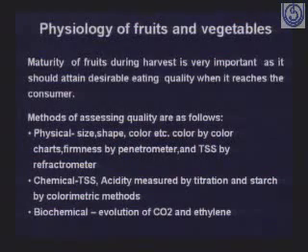What are the methods of assessing the quality? We have the physical methods where we see the size, shape and color. We can use a refractometer and a penetrometer for finding out the physical characteristics, and chemical characteristics such as the total soluble solids. Acidity is measured by titration and starch by colorimetric methods, and biochemical methods such as evolution of CO2 and ethylene determine the ripeness, how ripe the fruit will become.